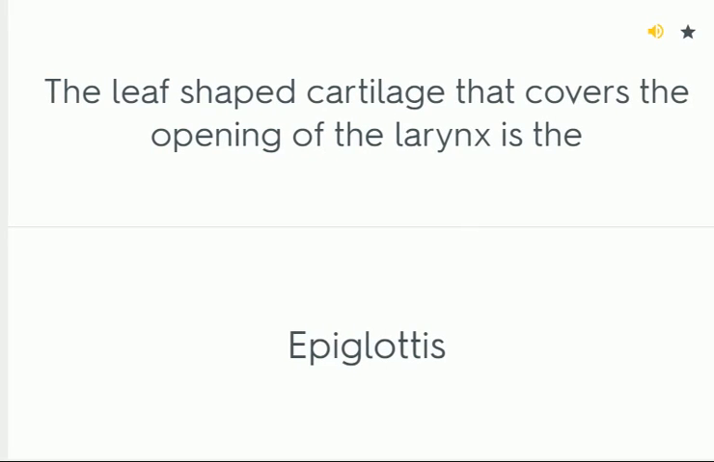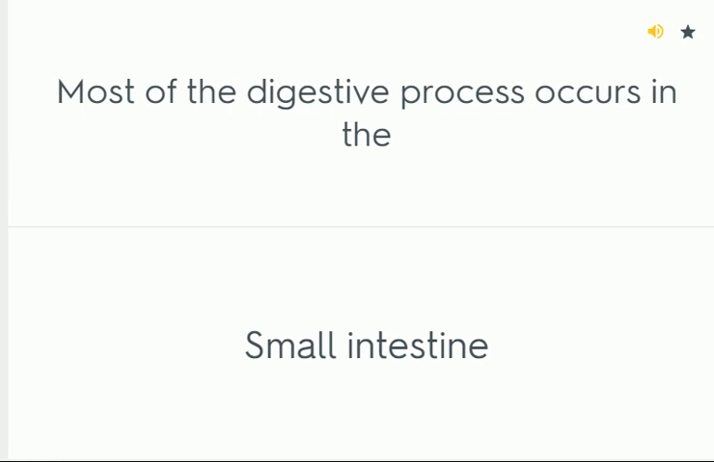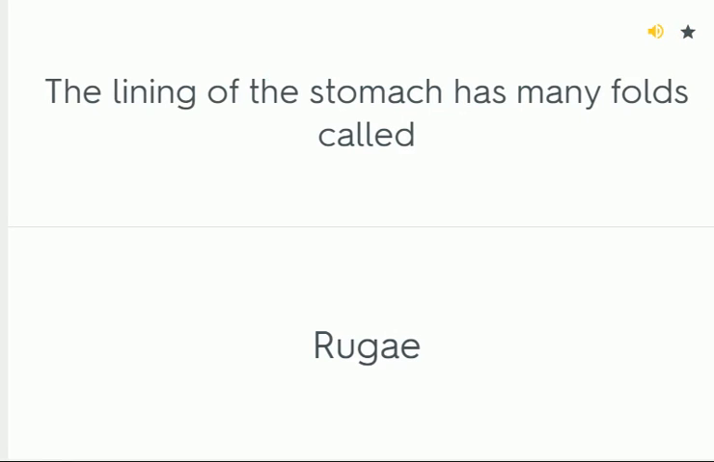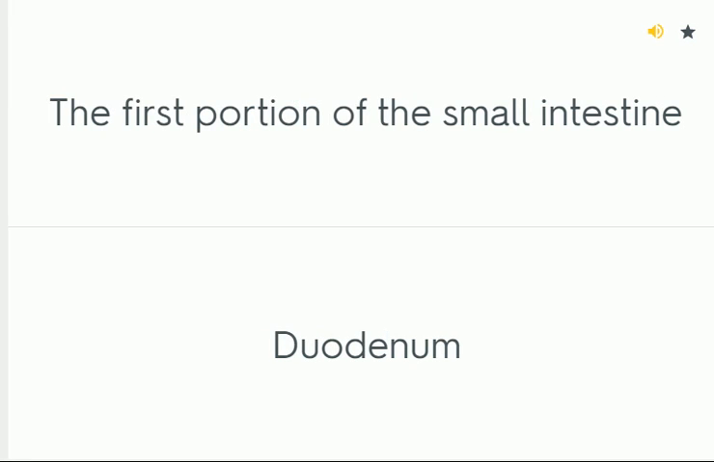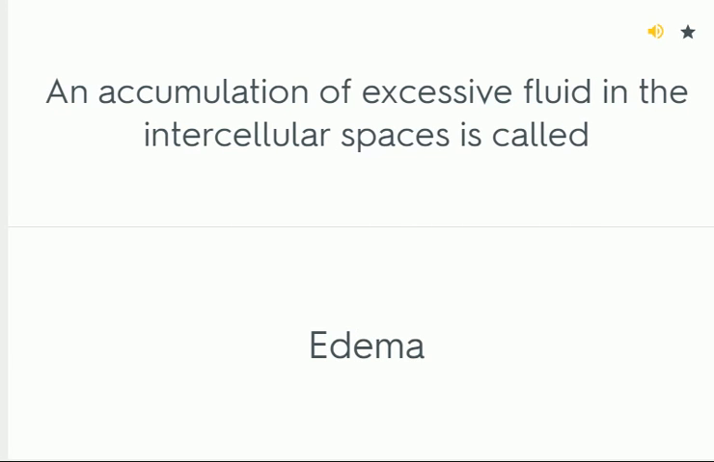The leaf-shaped cartilage that covers the opening of the larynx is the epiglottis. Most of the digestive process occurs in the small intestine. The lining of the stomach has many folds called rugae. The first portion of the small intestine is the duodenum. An accumulation of excessive fluid in the intercellular spaces is called edema.